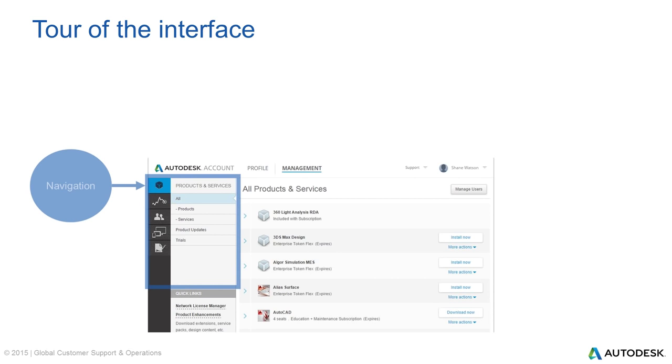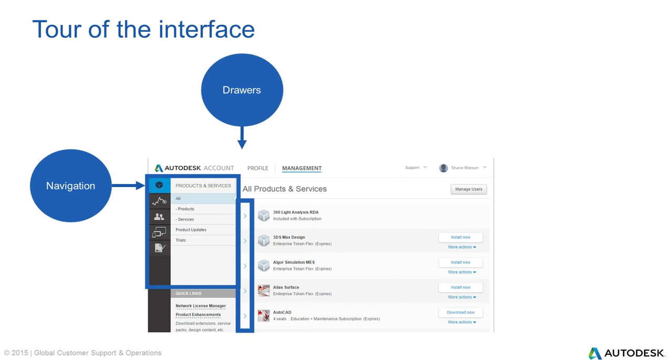The Autodesk Account interface is simple to navigate. We're going to start the navigation on the top left-hand panel. This panel is going to give us access to our products, our updates, cloud services, user information, and device management. We will be exploring these in further detail as we continue on. So now we're going to move over to that middle column where our drawers reside. Anytime you see these arrows, click on them and it will expand that drawer to show more information about your product or subscription.